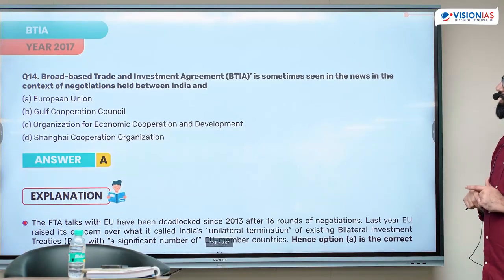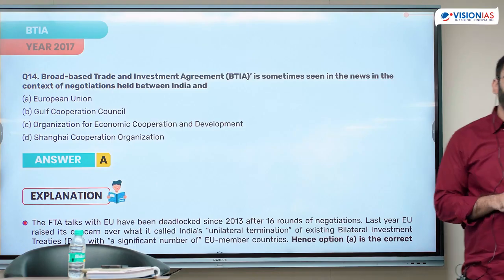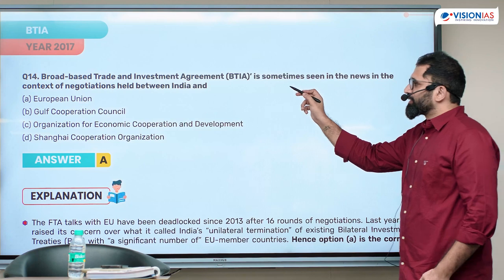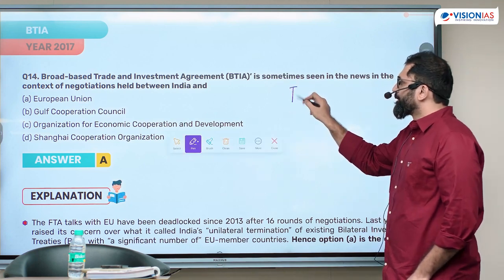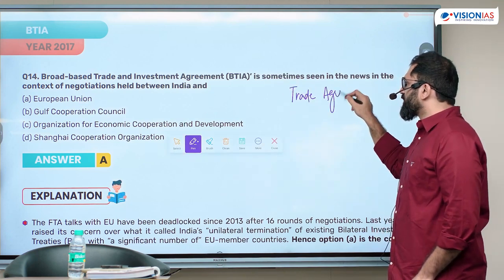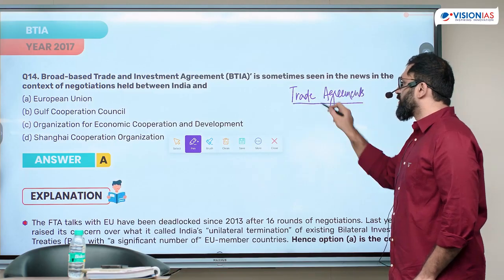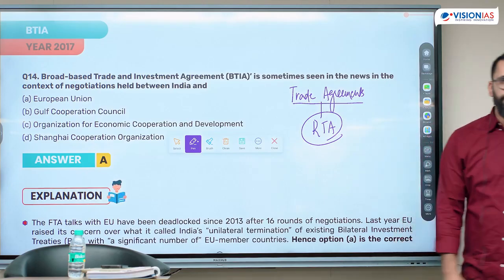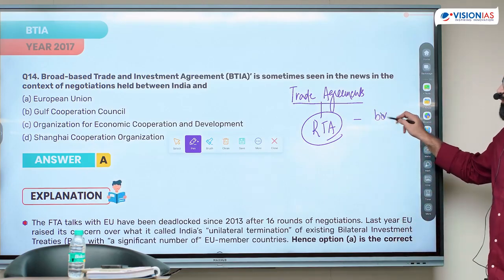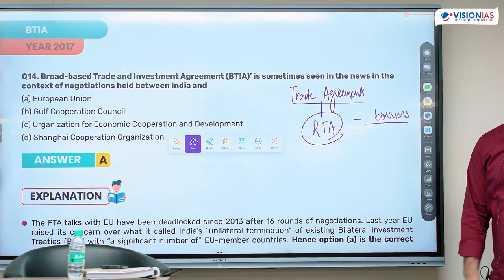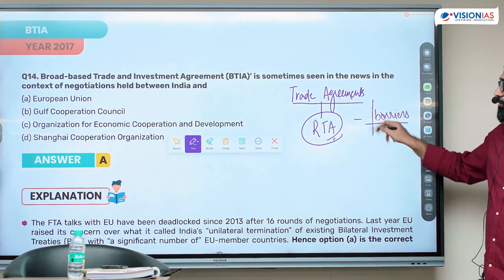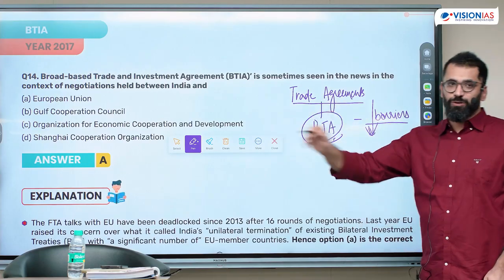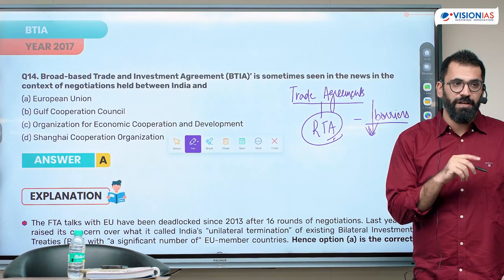Broad-based trade and investment agreement is sometimes seen in the news in the context of negotiations between India and one of the things are the trade agreements. Trade agreements which countries sign amongst each other or amongst a group are called regional trade agreements. What these agreements cover is that every country has some sort of barriers to trade. When they sign a regional trade agreement, they're trying to reduce the barriers. India is negotiating such agreements with a number of countries which are repeated in news.